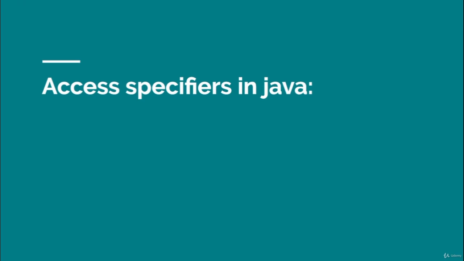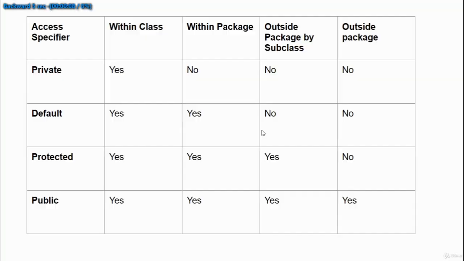So in this lecture we are going to study the access specifiers in Java. What are the various access specifiers in Java? So let's get started. This is the main concept. This is a chart that you have to learn. By using this, there are four different access specifiers, that is private, default, protected and public.